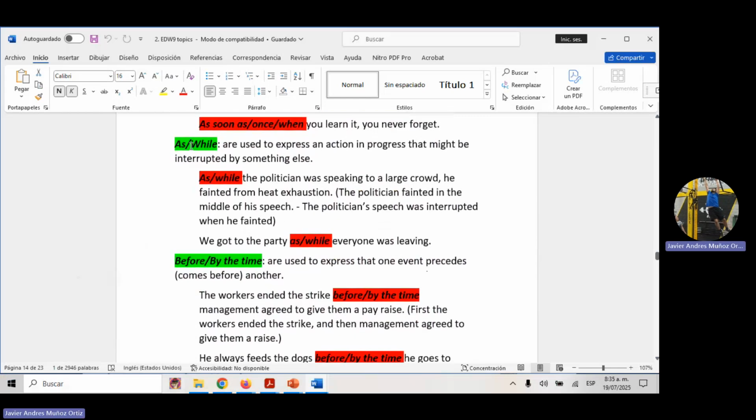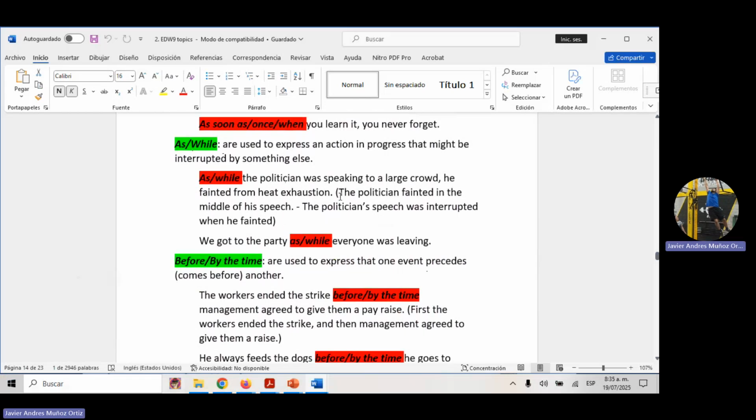Next, as and while. We're going to use as or while because they are perfect substitutes to express an action in progress that might be interrupted by something else. Might be interrupted. Perhaps, possibly. For example, while the politician was speaking to a large crowd, he fainted from heat exhaustion, right?